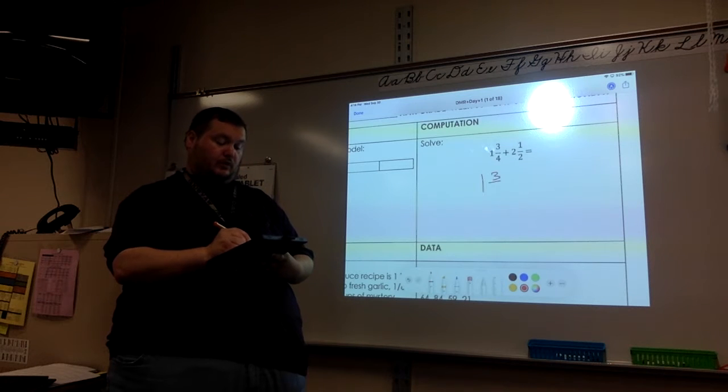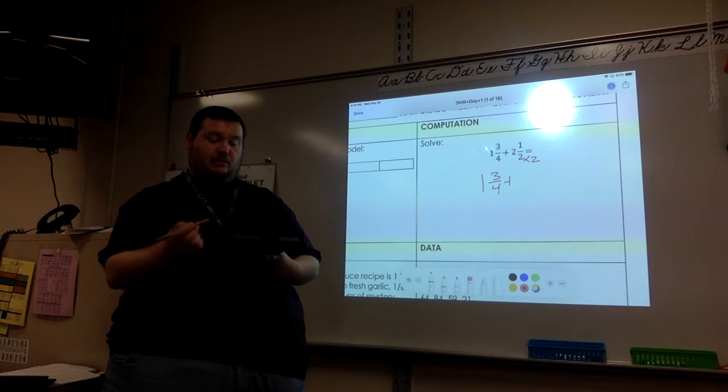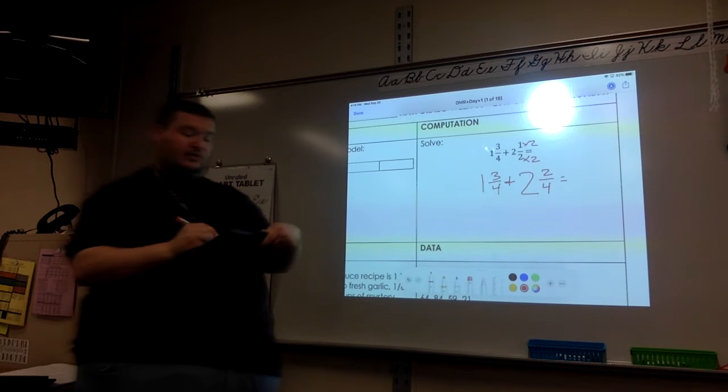We'll keep 1 3/4. But 2 can be changed into a 4 by multiplying the bottom number by 2 and the top number by 2, which would make our fraction, whole number stays the same, 2 and 2/4. Solve, add the whole numbers first. 1 plus 2 is 3.